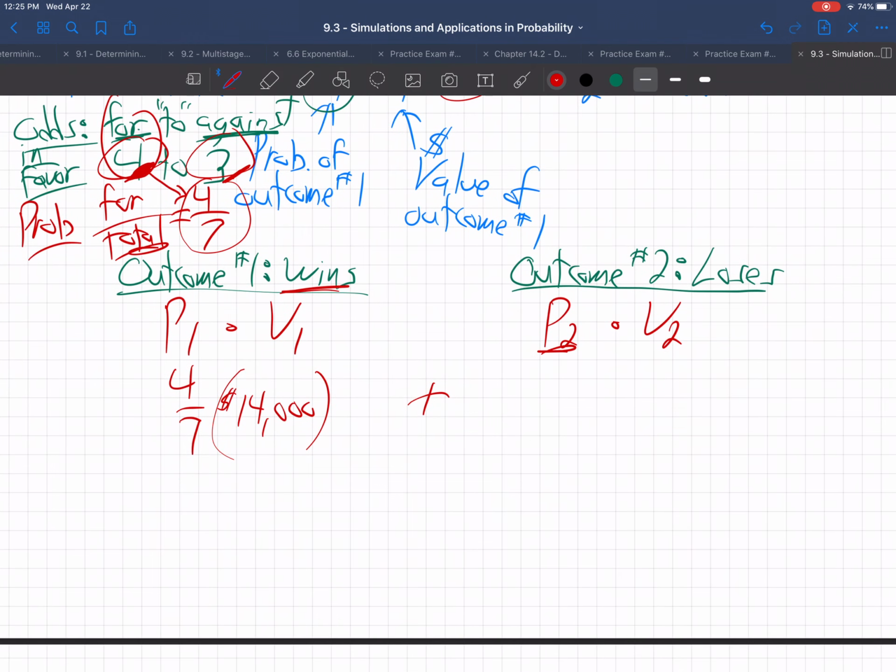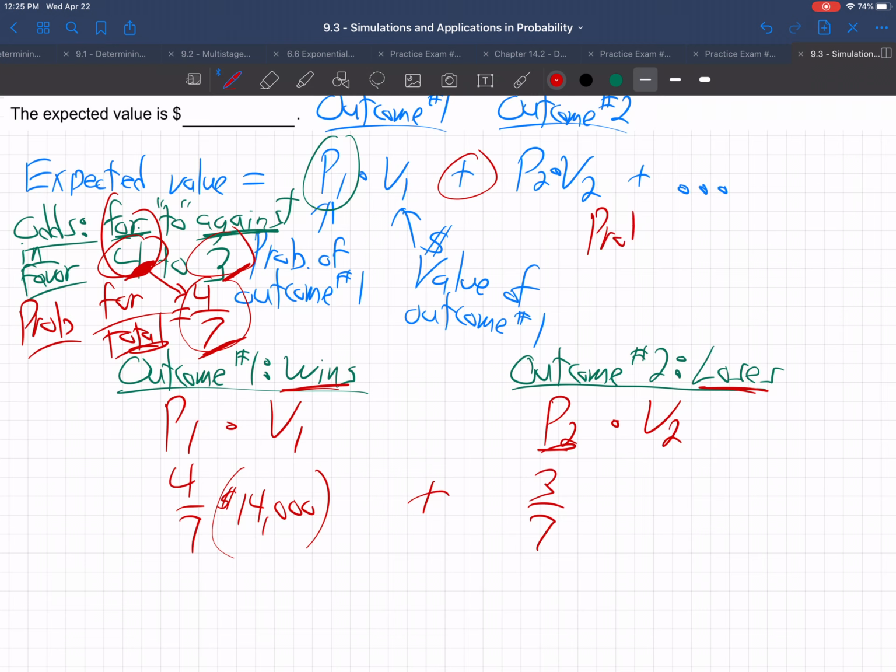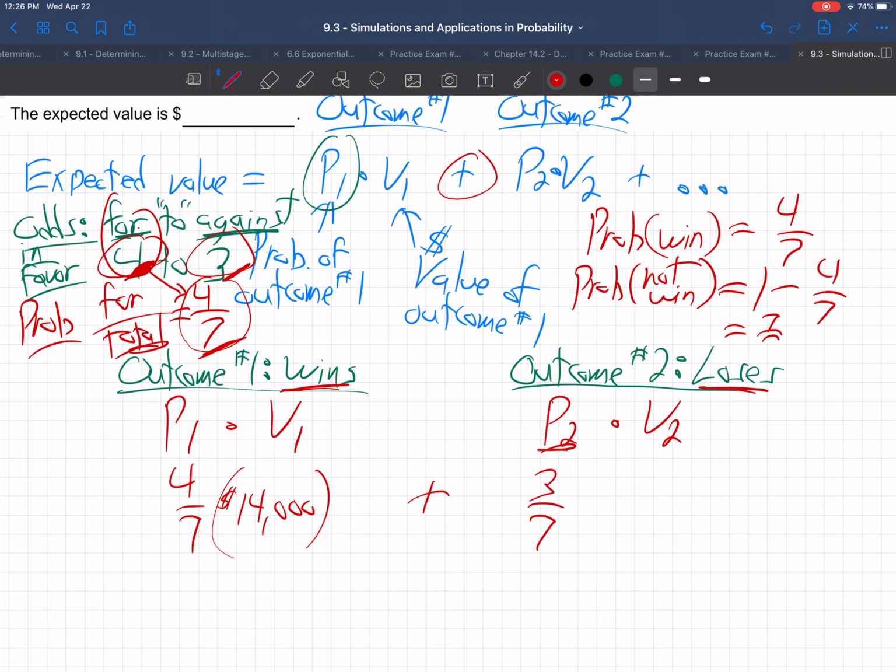Outcome number 2, losing. What's the probability of losing? Well, if 4/7 is the probability of winning, then 3/7 is the probability of losing. Are you good with that? So if the probability of a win is 4/7 and the probability of not winning, it's losing, but we'll just say not winning, same thing. Probability of not, remember, not is always 1 minus, which is 7/7 minus 4/7, which is 3/7. So that's how I got that. Times, let's just use parentheses, value 2.